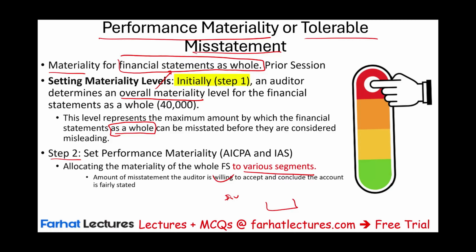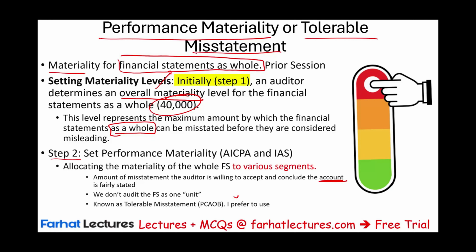So performance materiality is the amount of misstatement an auditor is willing to accept and conclude that the account itself, because we're going to be allocating the 40,000 to various accounts, that account by itself, how much it can be misstated. Now, because we don't audit the financial statement as one unit. Also, as I mentioned earlier, performance materiality is the language that the International Auditing Standard uses, also known as tolerable misstatement, and the PCAOB uses that term. I really like tolerable misstatement, a better term. Nevertheless, you have to be familiar with those.